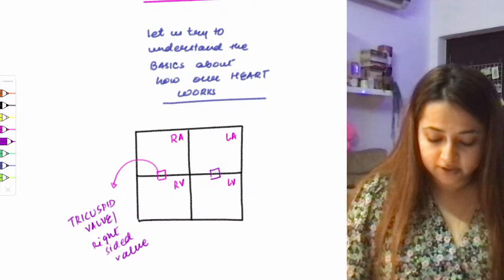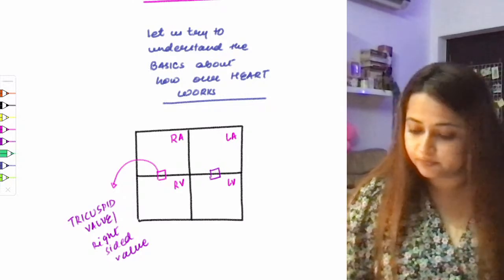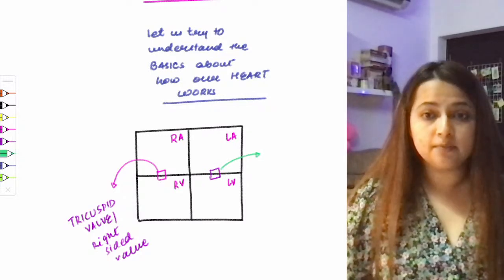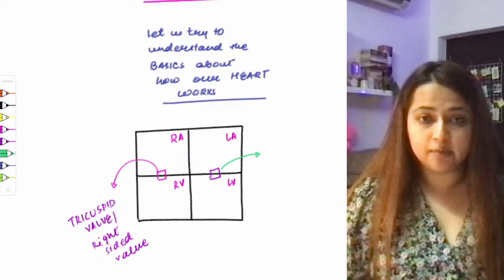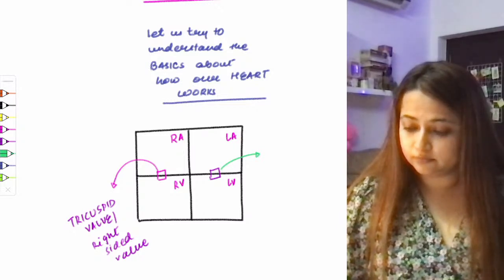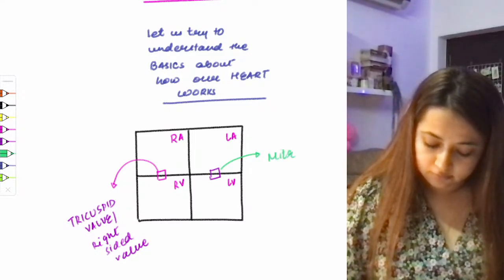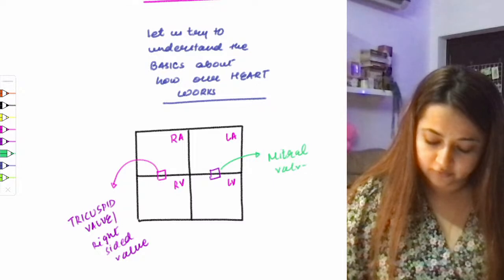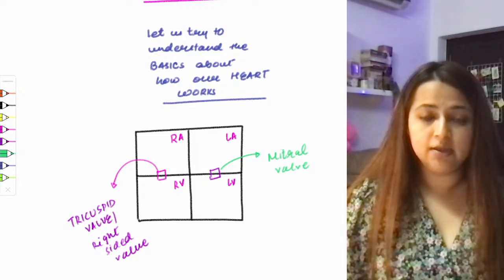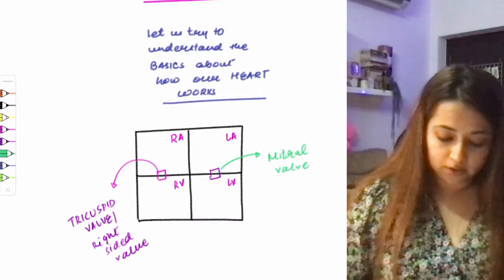Similarly, between the left atrium and the left ventricle, we have a valve. Which valve is that? Between the left atrium and the left ventricle, we have which valve? The answer is mitral valve. So we have the mitral valve between the left atrium and the left ventricle.